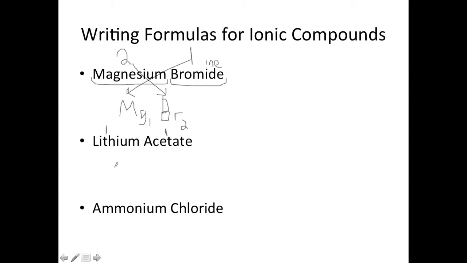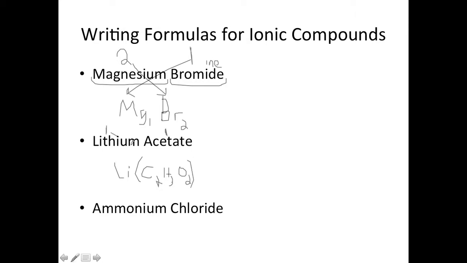So I'm going to write the symbols for lithium. Lithium is Li. And acetate copied right off my chart. And I like to keep my polyatomic ions in parentheses. So I'm going to put parentheses around the acetate. And acetate is C2, there's C2, H3, and then O2. I'm going to close my parentheses because my polyatomic ions like to stay in.